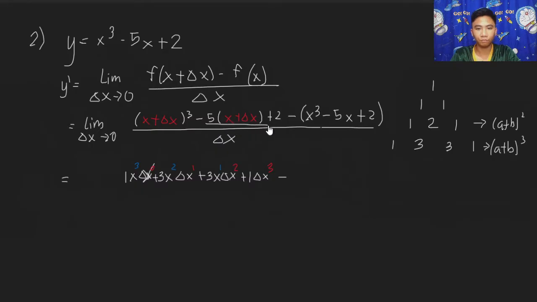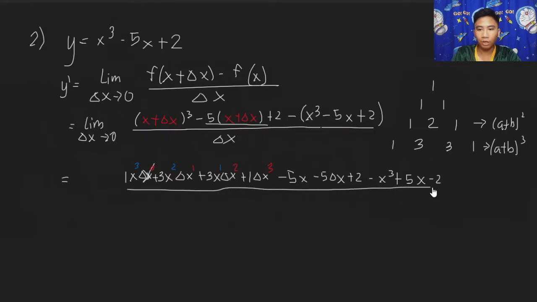Ito. Multiply. So, negative 5x minus 5 delta x plus 2. And then, ito is change the sign. So, minus x cubed plus 5x minus 2 all over the delta x.